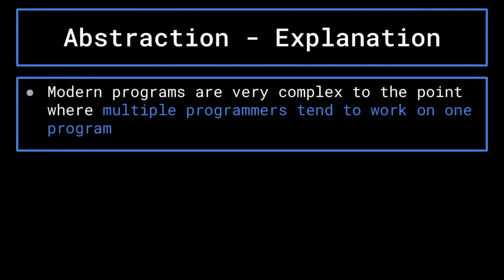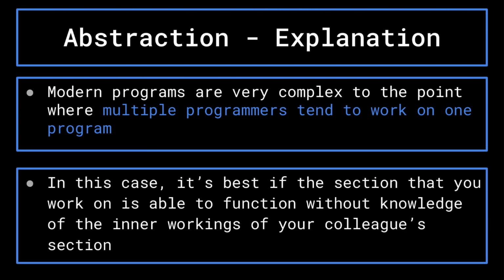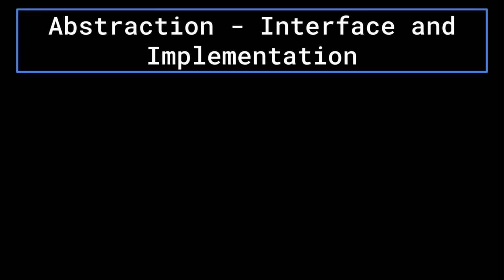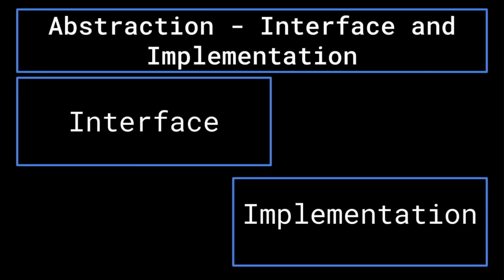Furthermore, programs nowadays are vast and complex to the point where multiple programmers tend to work on one project. In this case, it's best if the section that you are working on is able to function without knowledge of the inner workings of your colleague's section. To achieve this, it's best to think of your program in terms of interface and implementation.